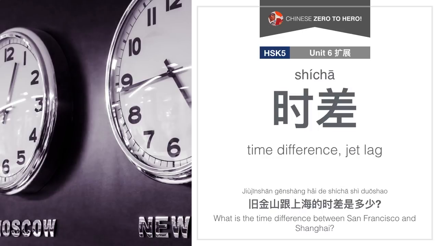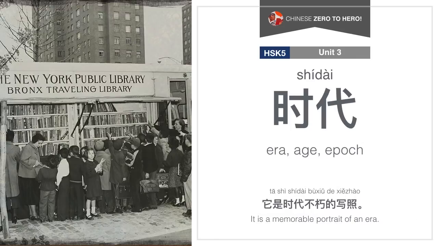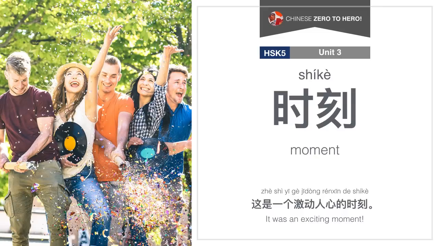In HSK 5, we also learned 时差 meaning time difference or jet lag. 旧金山跟上海的时差是多少 What's the time difference between San Francisco and Shanghai? In HSK 5, we also learned 时代 meaning era, age, or epoch. 它是时代不朽的写照 It is a memorable portrait of an era. In HSK 5, we also learned 时刻 meaning moment. 这是一个激动人心的时刻 It was an exciting moment.